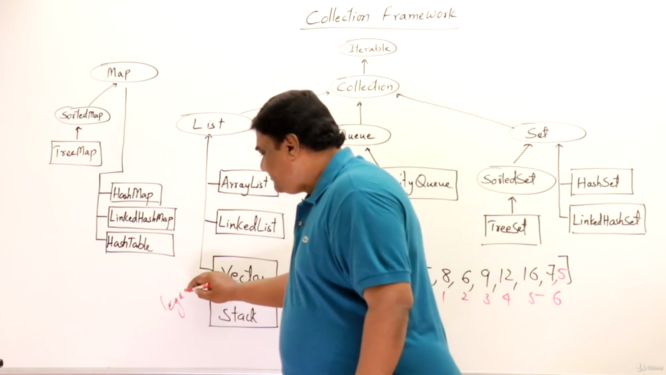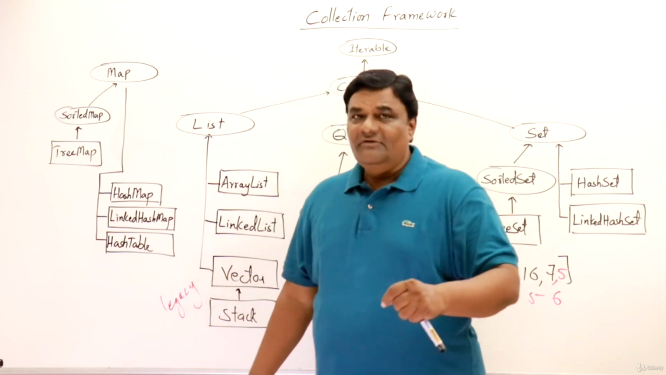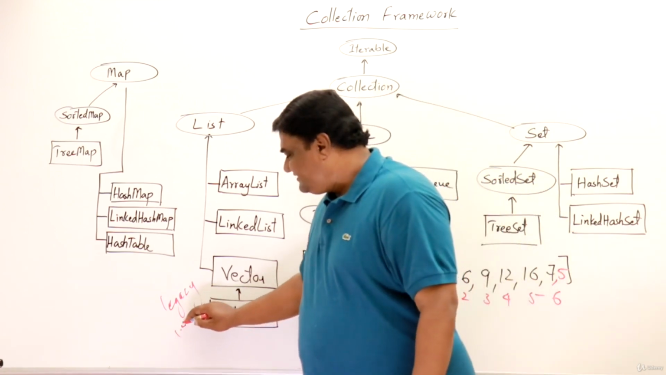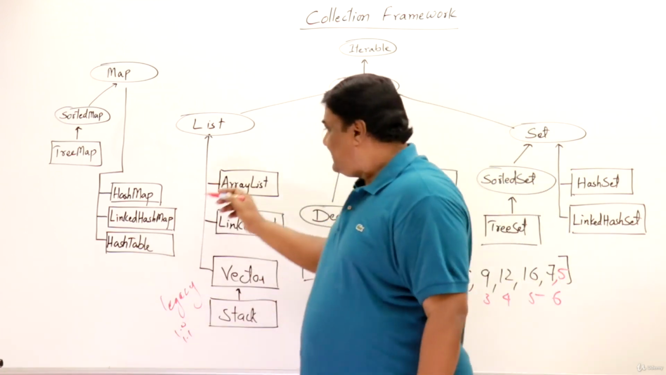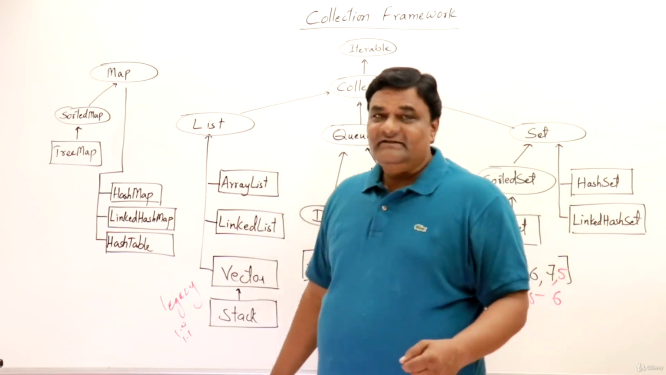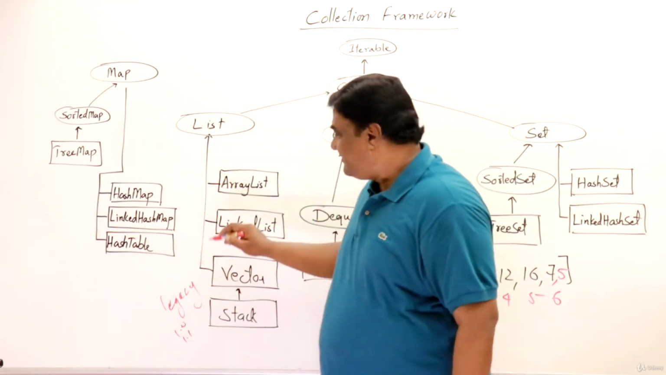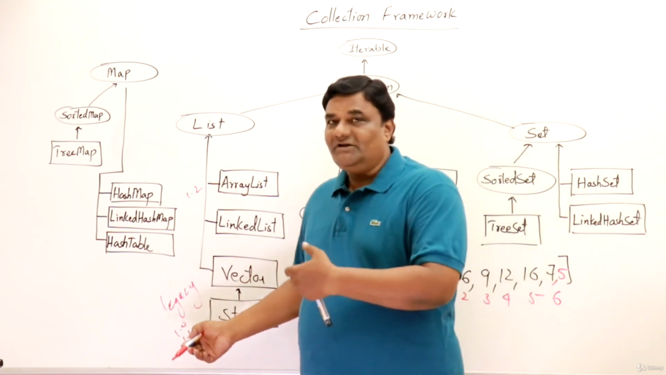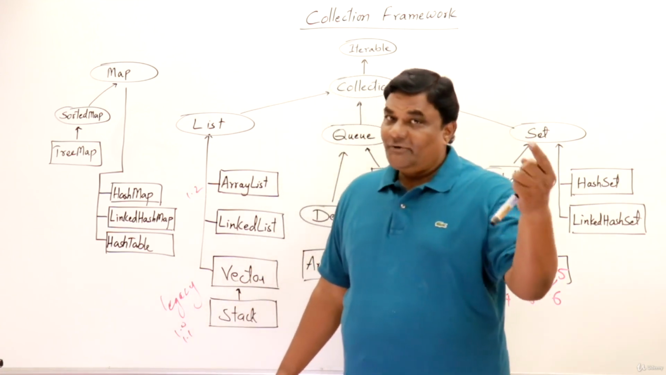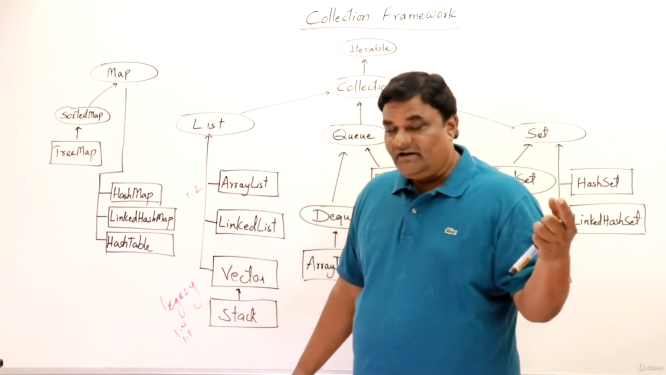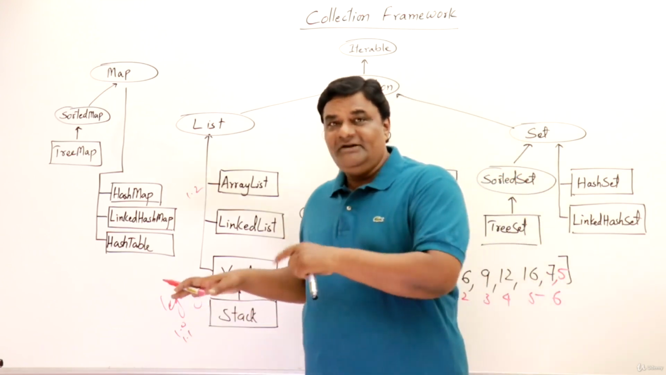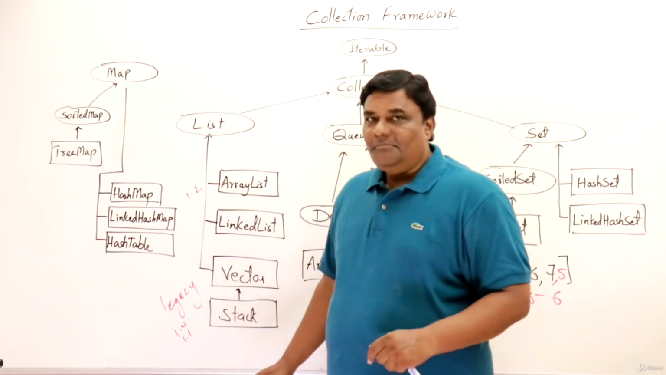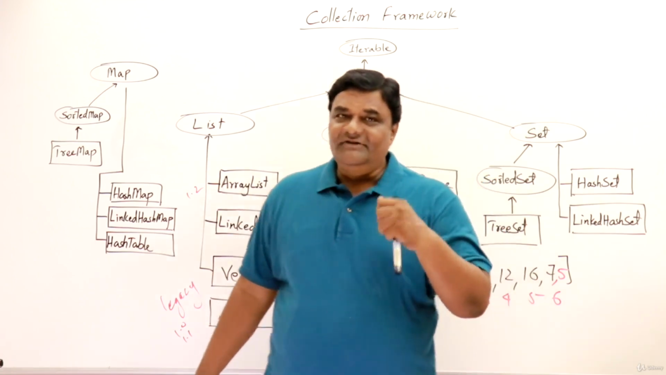Legacy classes, because these classes were provided in the very first version of Java, that is Java 1.0 or 1.1. And the other classes, array list and linked list, were introduced in Java version 1.2. So these are old classes, and they are not much used. But the very old programs written in early versions of Java may still be using them, but the latest programs don't use them. But we'll study all these things in coming videos.